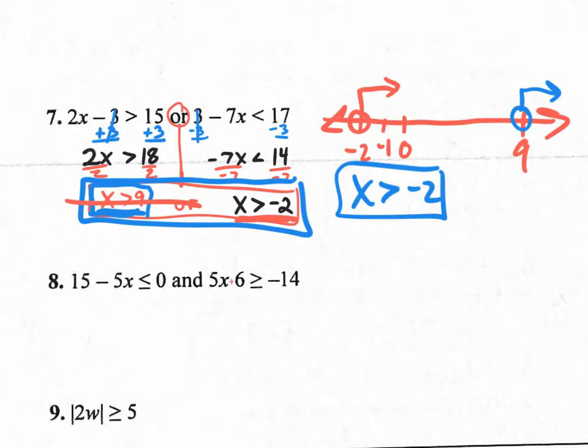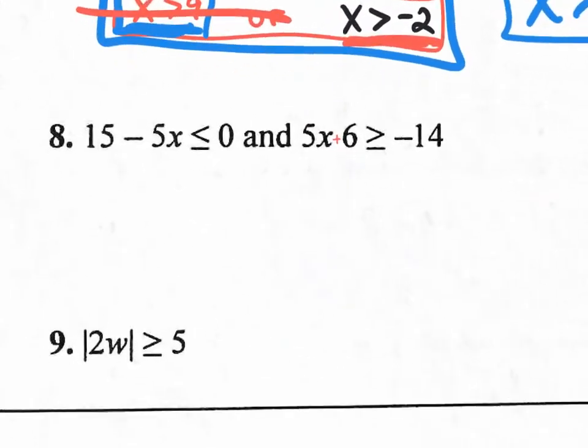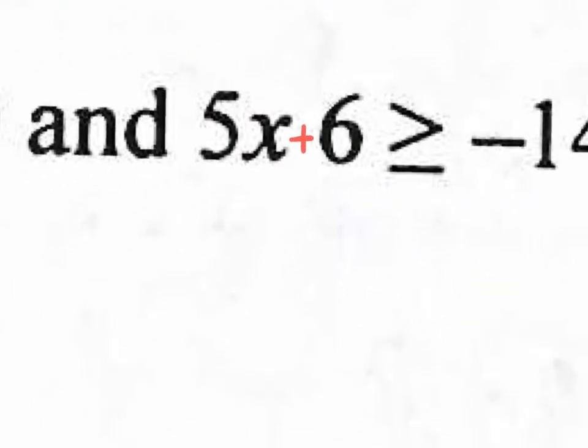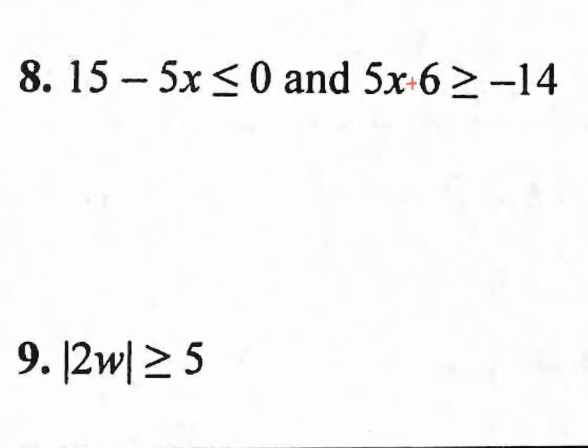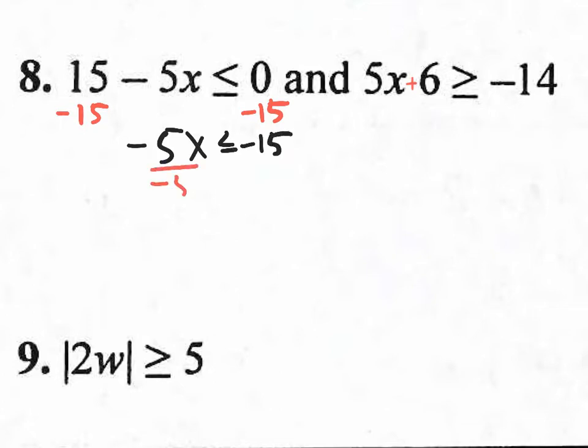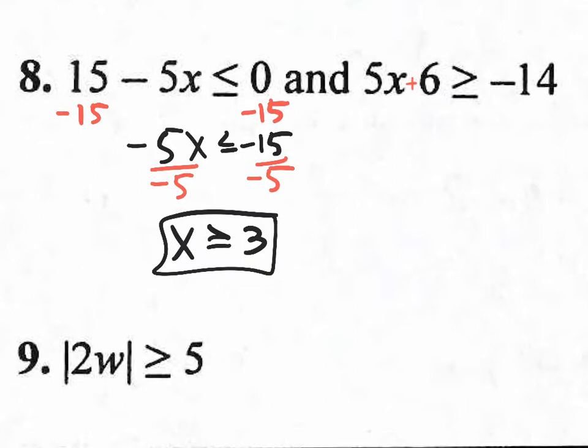Let's compare it with number 8. Number 8 has the word and. By the way, there was a typo. It has the plus missing right there. You might have to write down that plus. Sorry about that. So let's solve the left one. Subtract 15, subtract 15. We have negative 5x is less than or equal to negative 15. Going to divide by negative 5. We have x, flip the inequality symbol, positive 3. X is greater than or equal to positive 3.